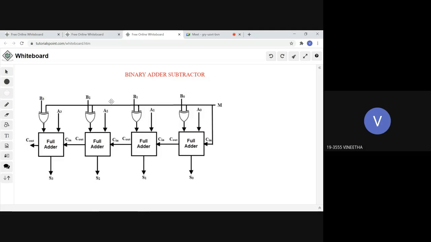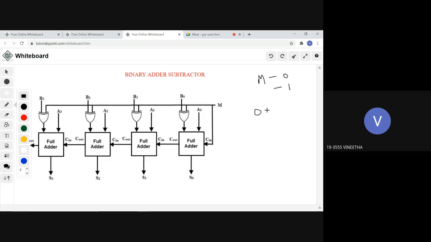So over here we have an external switch M. So the value of M differs for addition and subtraction. So for addition, the value of M is 0, and for subtraction it is 1. Let's see this with help of an example. First, let's subtract two numbers. I'll take 5 and 3, as we've already done that.